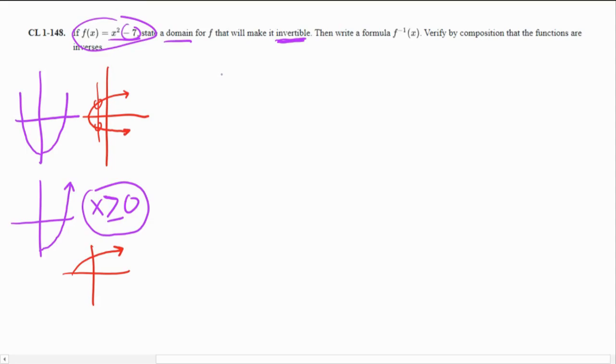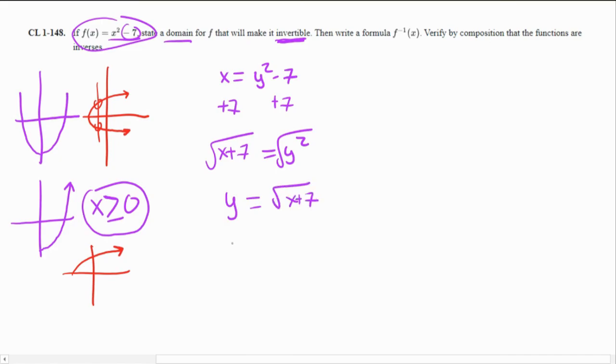So first thing I've got to do is switch x and y, and now I'm going to solve. So add 7. Then I am going to take the square root of both sides. So I get the square root of x plus 7. So that there is my inverse.